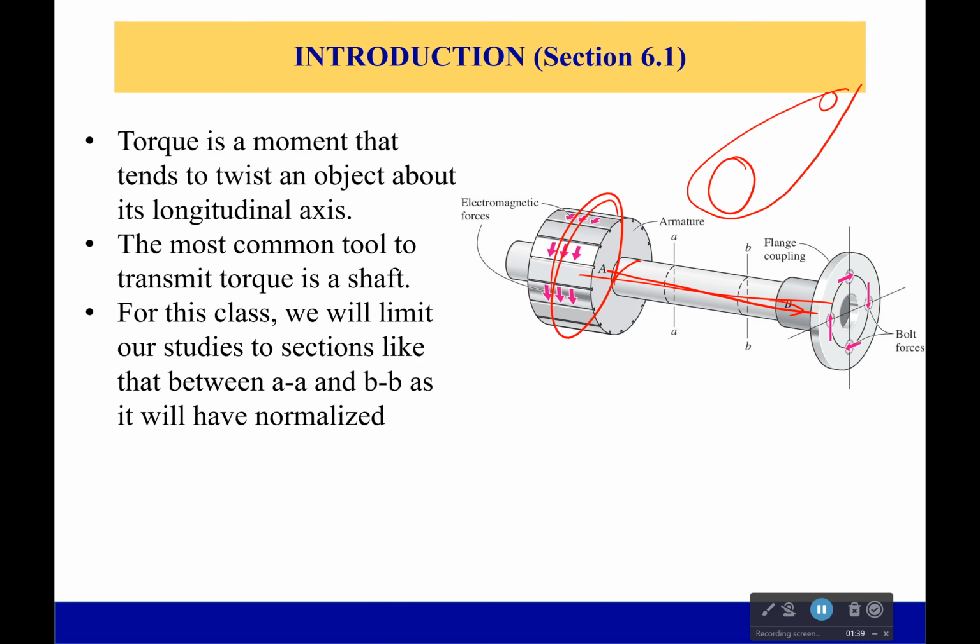Now, in this class, we're going to limit our studies to sections of shafts that are like this one right here, away from any kind of crazy changes, and with a nice circular cross-section. We want to do this because by this point, the stress distribution and the strain distribution will have normalized.